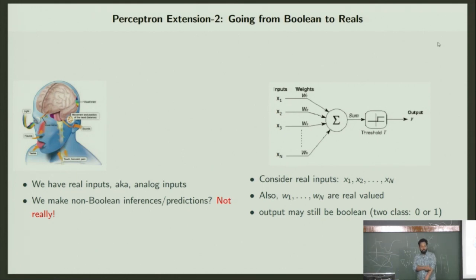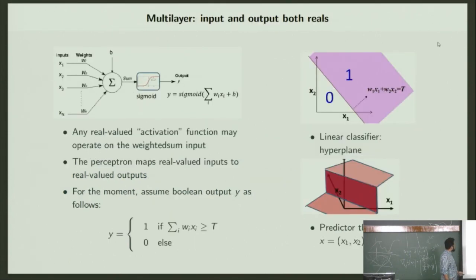So why stick to Boolean inputs? This was the next step. The x's that go into the input do not have to be Boolean 0 or 1 only. They can be any real value. So that was the next step.